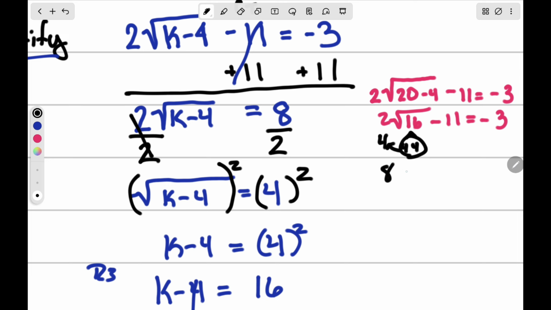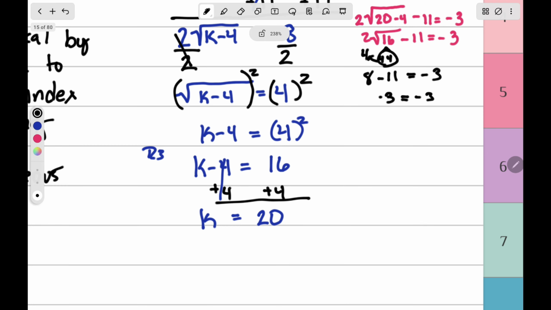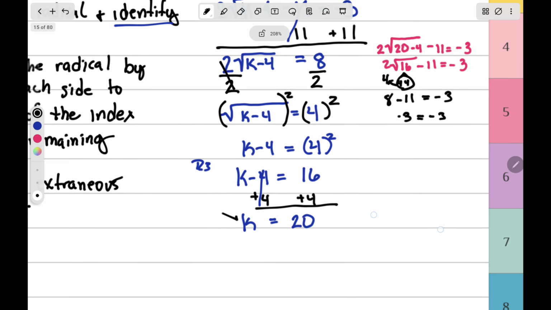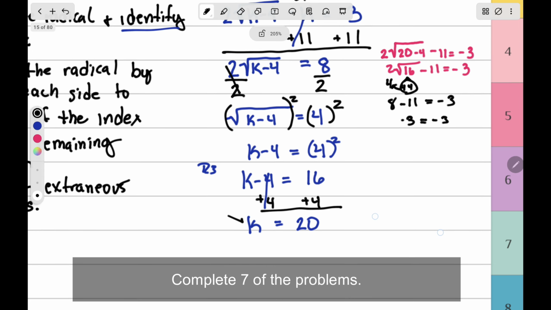And we're left with 8 minus 11 equals negative 3. What's 8 minus 11? Negative 3. So negative 3 does, in fact, equal negative 3. So 20 is not extraneous. All right.